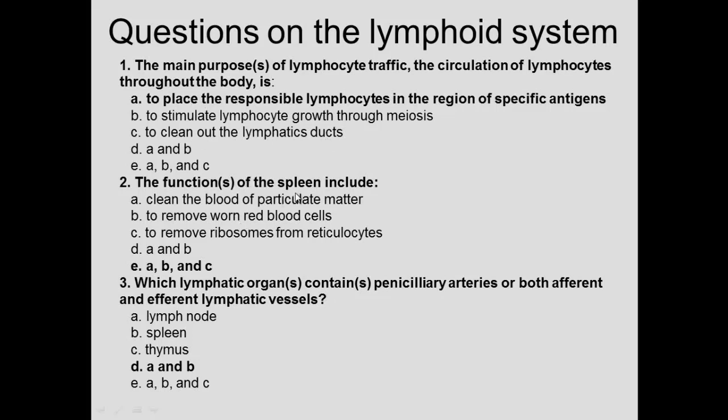The functions of the spleen include clean the blood of particulate matter, yes. Remove worn red blood cells, yeah. Remove ribosomes from reticulocytes that give rise to red blood cells, yes. So the answer is E. Which lymphoidal organ contains penicillary arteries, or both afferent and efferent lymphatics? The lymph node has afferent and efferent lymphatics. The spleen has penicillary arteries. The thymus doesn't have either one of those, and so the answer is D.